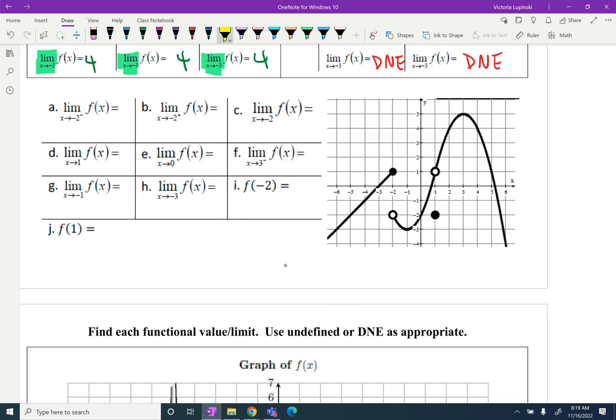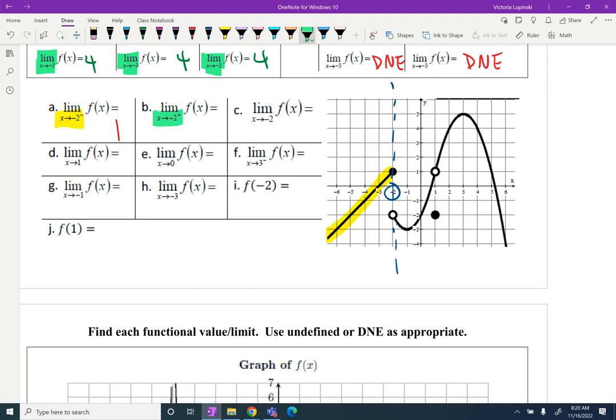You are approaching -2, but only from the left-hand side. So on the graph, here is where x equals -2. You don't have to draw the line in, but if you just want to visualize it, you are approaching x equals -2, but you're only approaching it from the left side. That means you're on this piece of the graph. So if you're on that yellow piece of the graph, getting closer and closer to x equals -2, what y value are you getting closer to? 1.